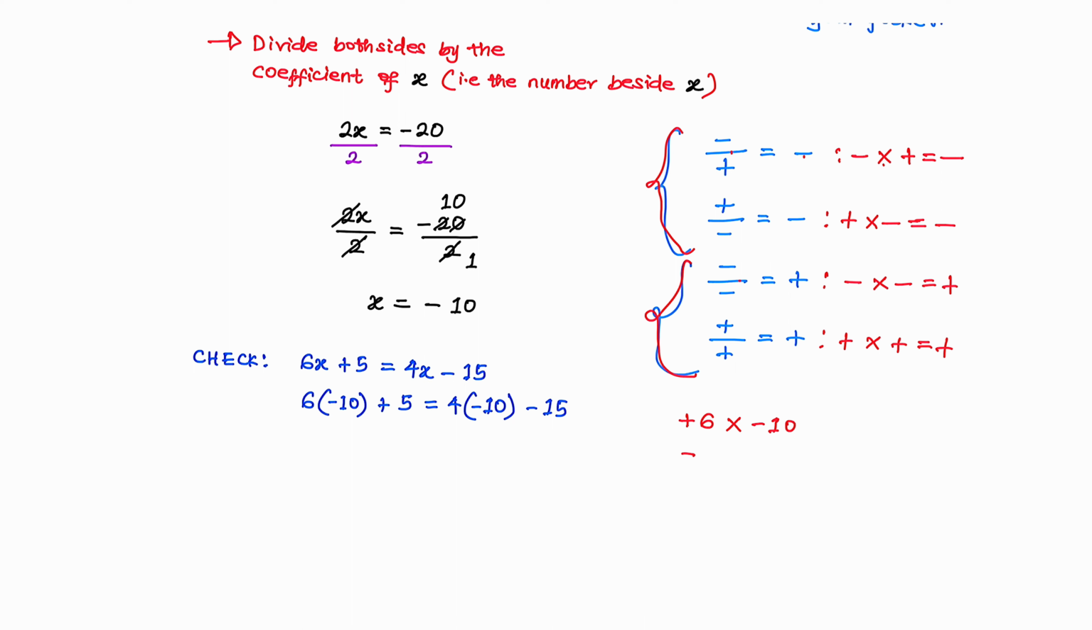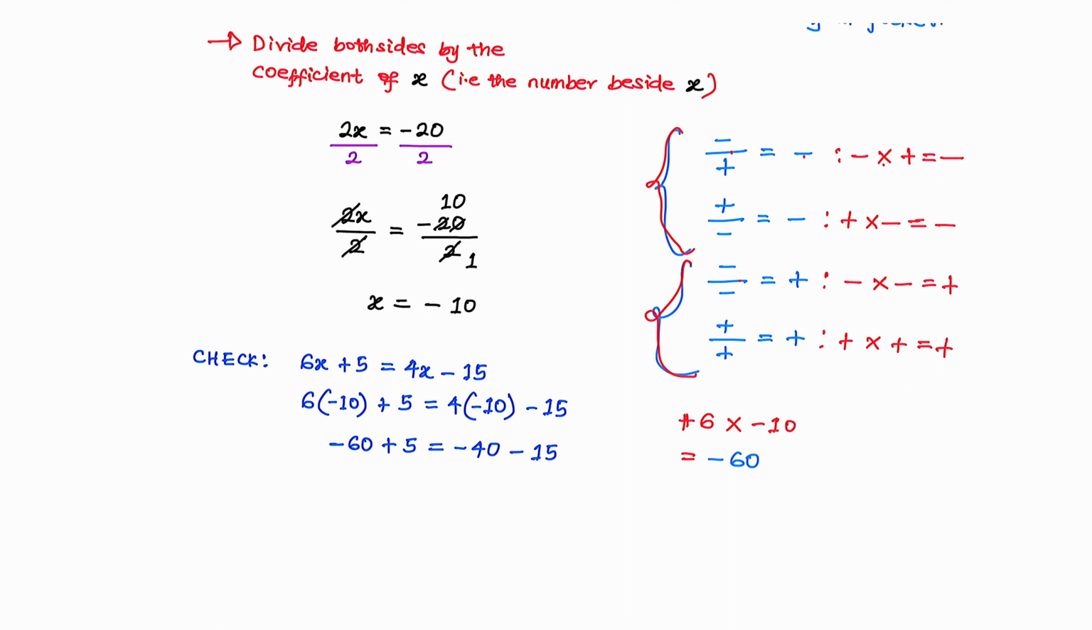So coming back here, positive multiplied with negative will give us negative, and 6 times 10 is 60. So that means plus 6 times minus 10 is minus 60. So we have minus 60 plus 5 equals 4 into brackets minus 10. That means 4 times minus 10. The sign of this 4 is positive. The sign of 10 is negative. So that means positive times negative will give us negative. 4 times 10 will give us 40. And then minus 15.